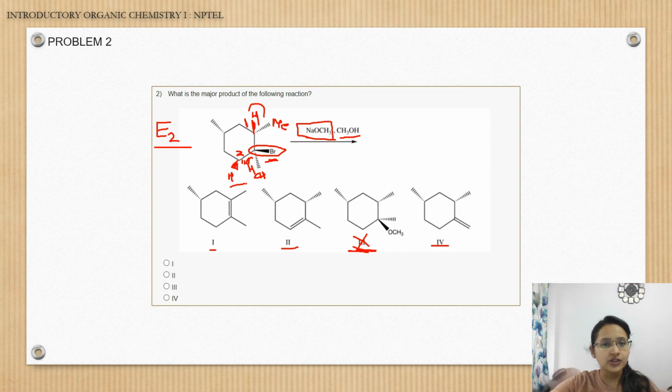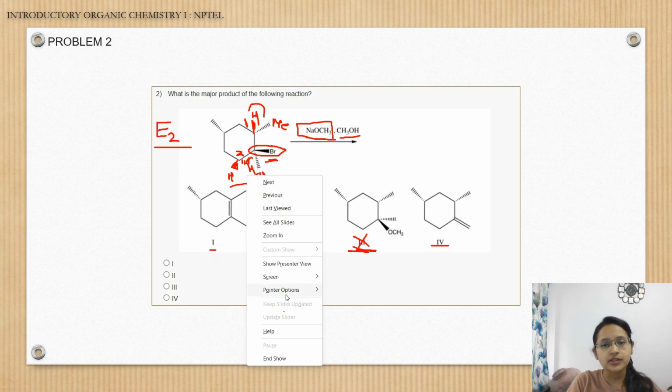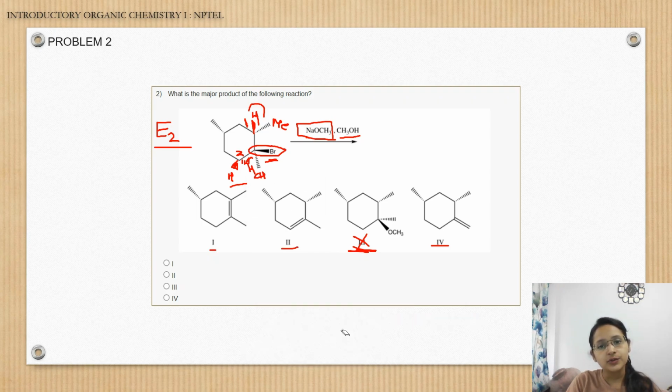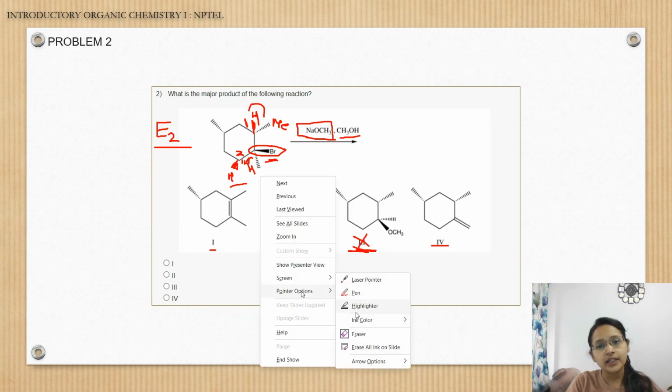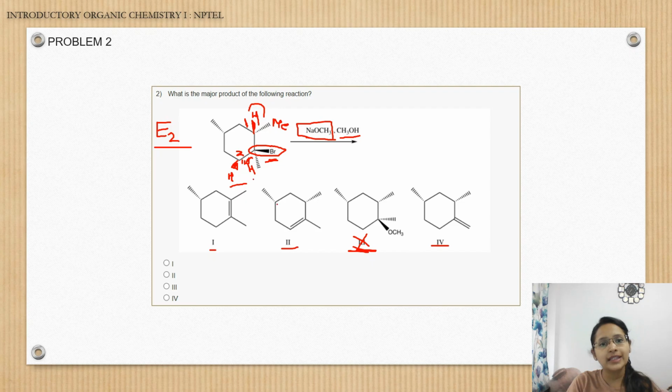So the condition was that the bromo, as it is above the plane, the hydrogen should be below the plane, right? To be anti-periplanar. So here you have both the hydrogens above the plane as well as below the plane. So here you can say that yes, we can undergo an elimination reaction using the below the plane hydrogen. So this hydrogen and this Br are anti-periplanar to each other.